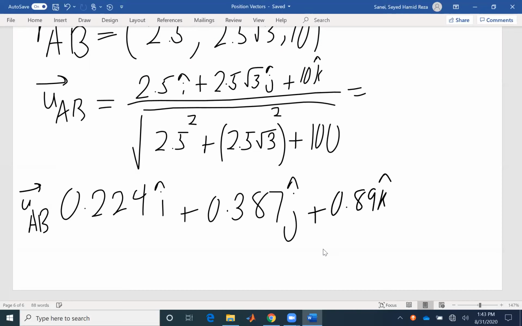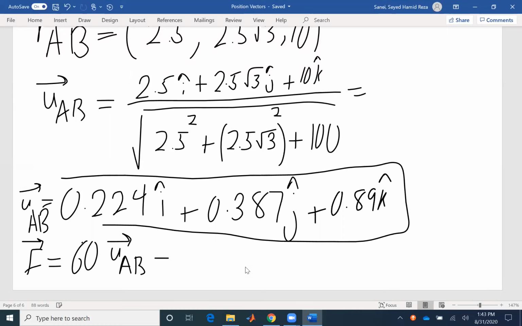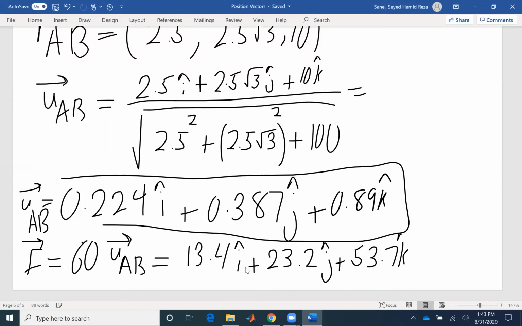So we found our unit vector to find our vector in Cartesian form. So we just need to multiply force F, that 60, the magnitude, by UAB, which would be this value. That gives us 13.4i plus 23.2j plus 53.7k. That's the force. Here the force is not in Newtons, it's in pounds. We write the unit. So we represented our force in Cartesian form.